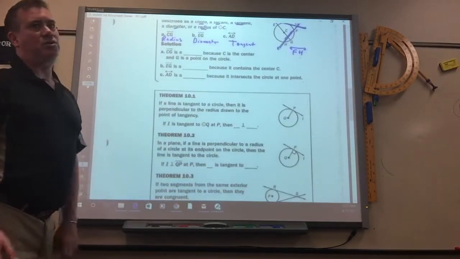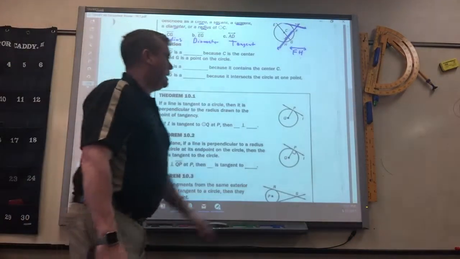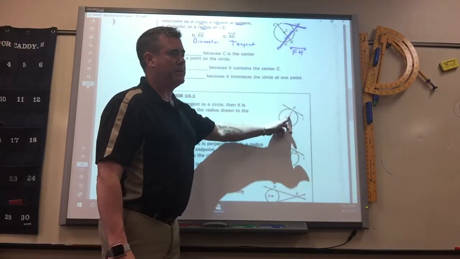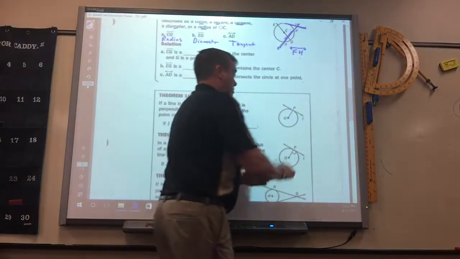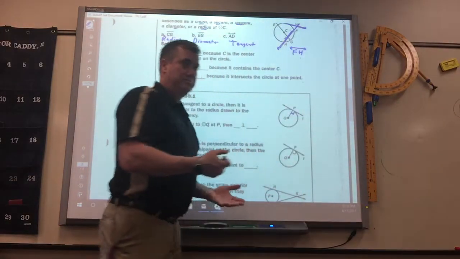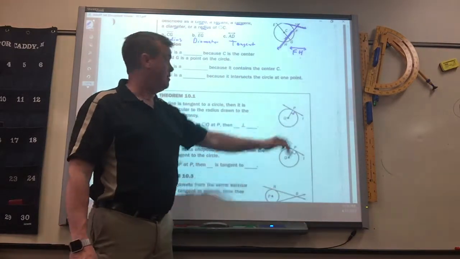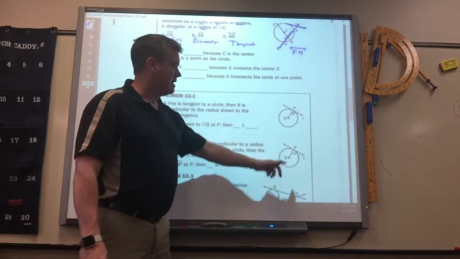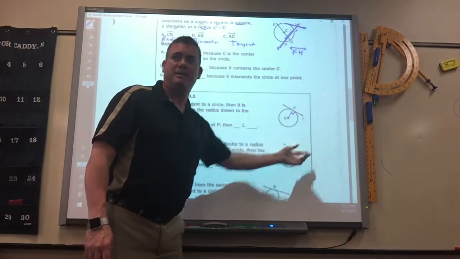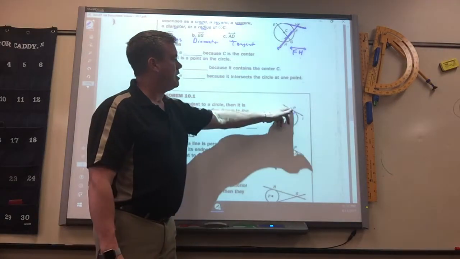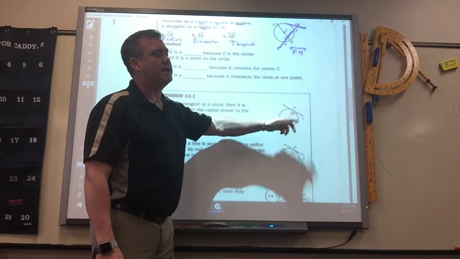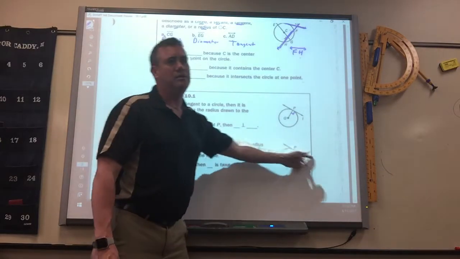Okay, so here's what I told you before. If you've got a radius that goes to a point of tangency, then they form a 90. So if you see this, you know it's 90. And the opposite of that is if this is a 90, you know it's a tangent. Here they'll tell you it's a tangent, so you need to know it's a 90. Here they'll tell you it's a 90, so you need to know it's a tangent.